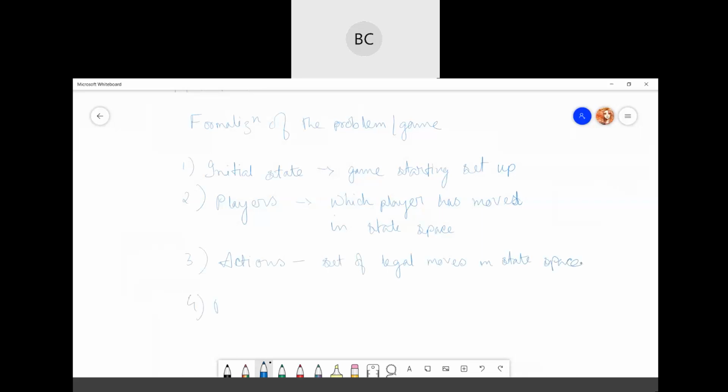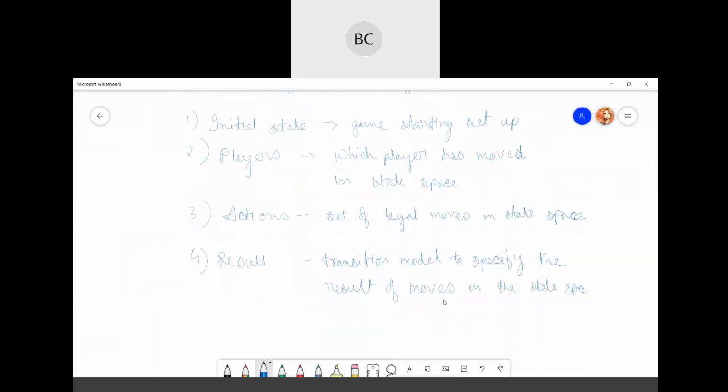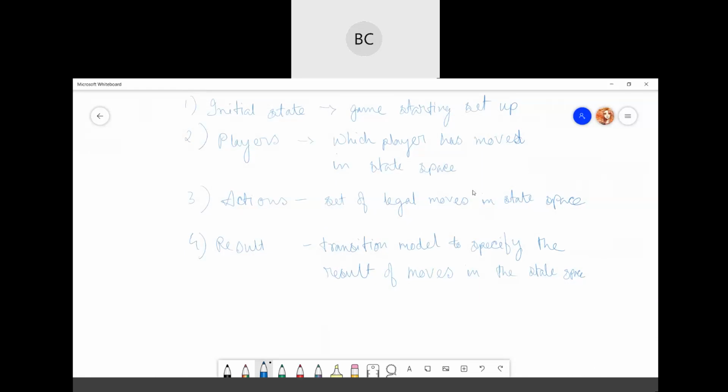Next is your result. Result is like a transition model, okay? It will basically specify the result of moves in the state space. Okay, these are the basic ones: initial state, players, actions, result, and then we have a terminal state.